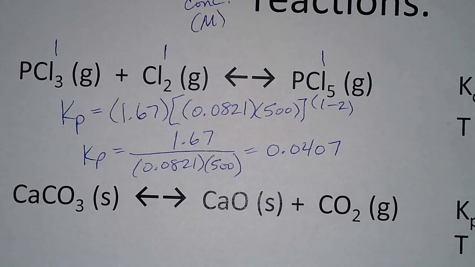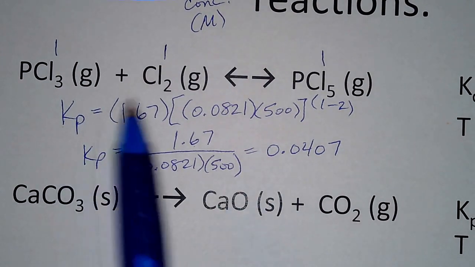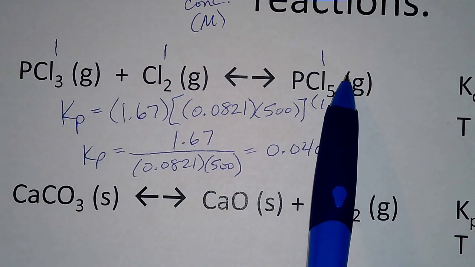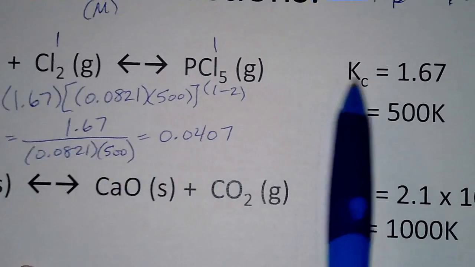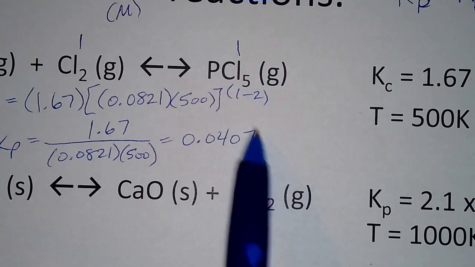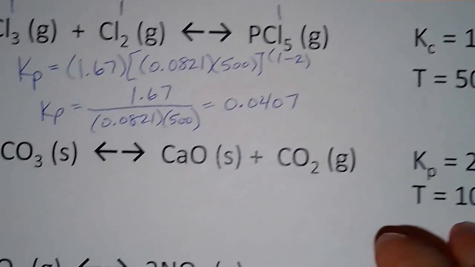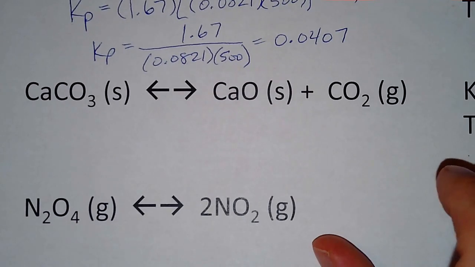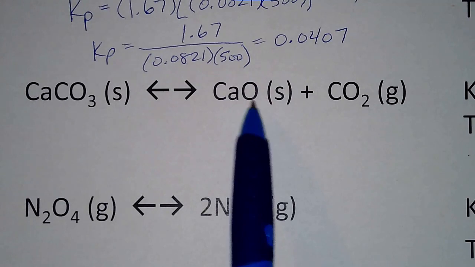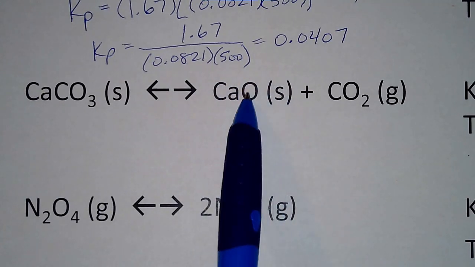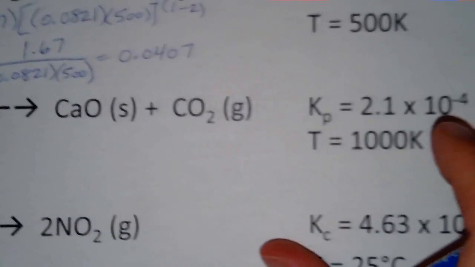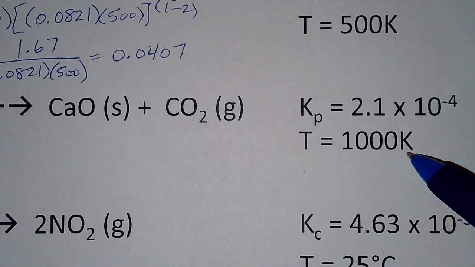Since we're going from 2 moles of gas down to 1, we're going to see a lower Kp compared to our Kc. If we had an increase in gas moles, we would get a larger Kp value. Alright, let's look at this second one. Here we have solid calcium carbonate producing solid calcium oxide plus CO2 gas. We have a Kp value and a temperature, so we're going to find Kc this time.